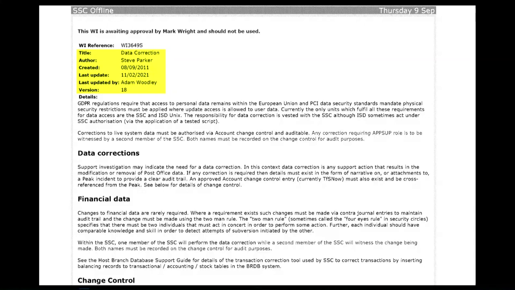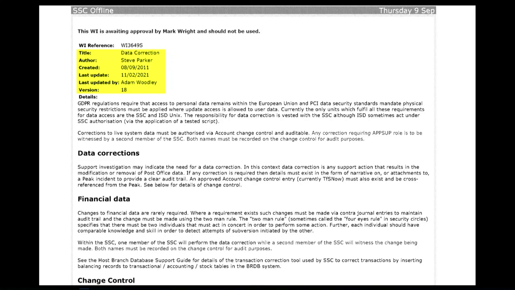Moving on a paragraph, just at the end of the first paragraph, the responsibility for data correction is vested with the SSC, although ISD sometimes acts under SSC authorisation. What was ISD? That was the Belfast Operations. That was another acronym used for them later on. Okay. Corrections to live system data must be authorised via account change control and auditable. Any correction requiring apps up role is to be witnessed by a second member of the SSC. Both names must be recorded on the change control for audit purposes.